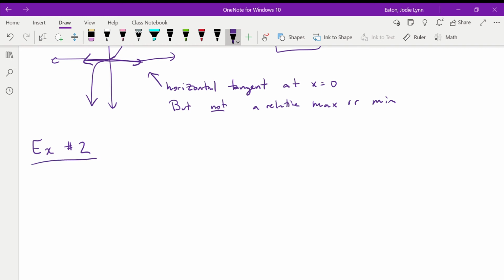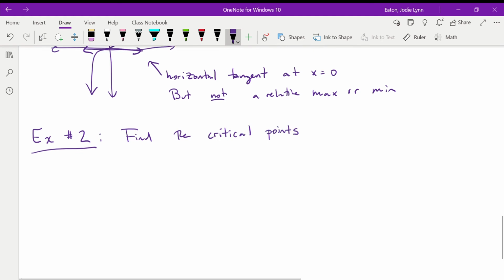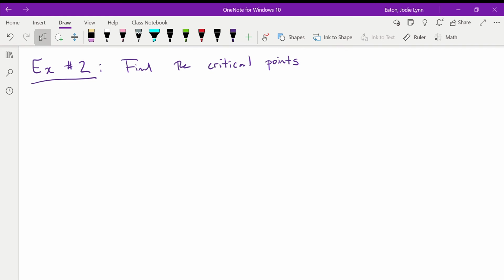Okay, so let's look at a couple and find the critical points. We're just going to calculate them. We're not going to try to determine what their nature is. That's actually going to happen in the next lesson. We're going to look at how to figure out whether it's a maximum or a min if you find a critical point.